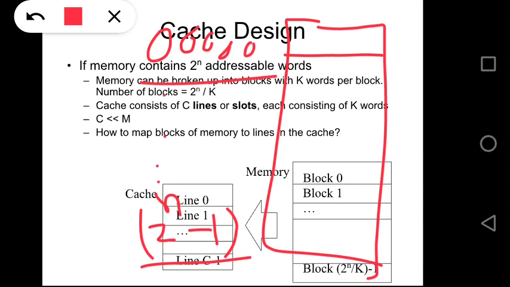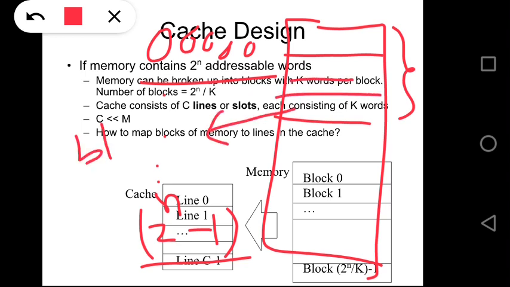Now the memory can be broken up into blocks. Now you are grouping the memory words and calling them a block. See, when we discussed the virtual memory technique, I hope you remember that we divide the main memory into pages. And here I am saying that the main memory is divided into some blocks.